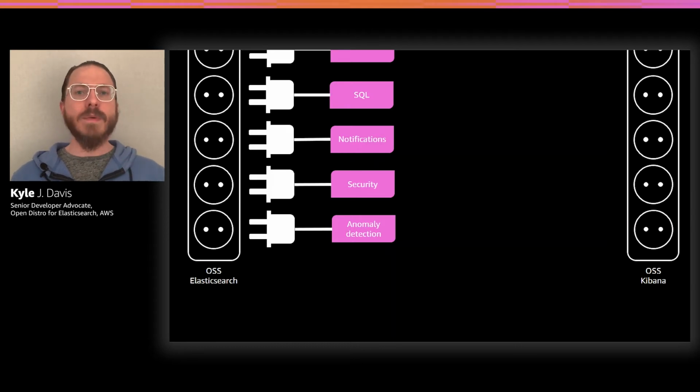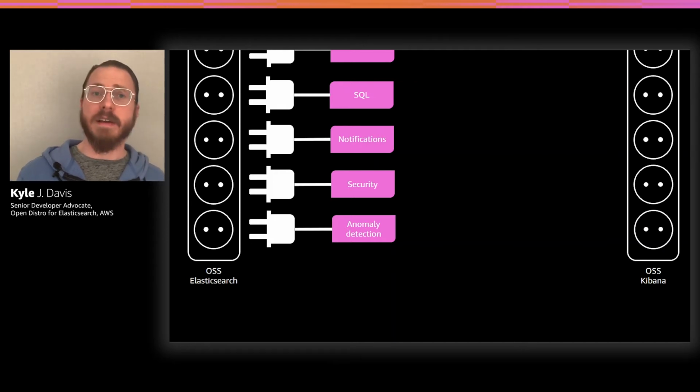But we have things like SQL and notifications. SQL enables you to interact with data in a comfortable way. And notifications enables Elasticsearch to let other entities or people even know what's going on inside the cluster. We have a security plugin that enables you to keep it locked down in a way that makes sense for your users. And then we have anomaly detection to detect when data goes out of a prescribed bandwidth of valid ranges. So these are all things that live on the data side of things.